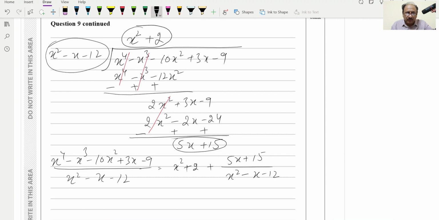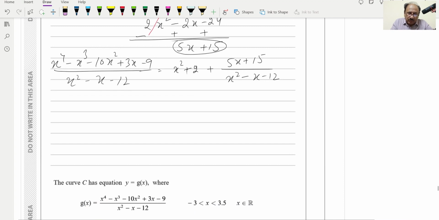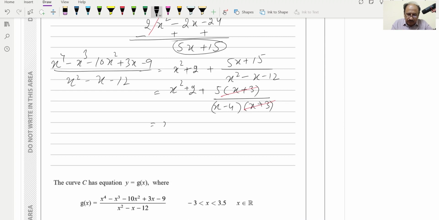Now what we can do, we can take 5 common from the numerator. Basically we will be solving this portion and factorizing this. We want to simplify this one, so x squared plus 2 plus 5 common inside will be x plus 3, and divided by the factorization of this, which will be x minus 4 and x plus 3, and this x plus 3 will be cancelled.